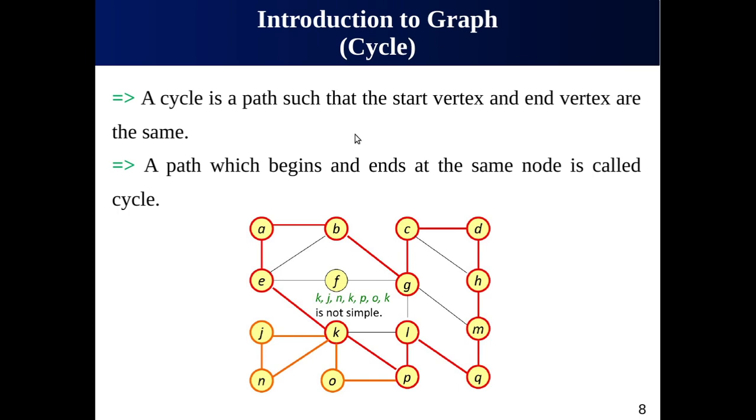And then we have a simple cycle and a non-simple cycle. A simple cycle is a cycle which has no repeated vertices. On the other hand, if there are repeated vertices, then it is an example of a non-simple cycle.